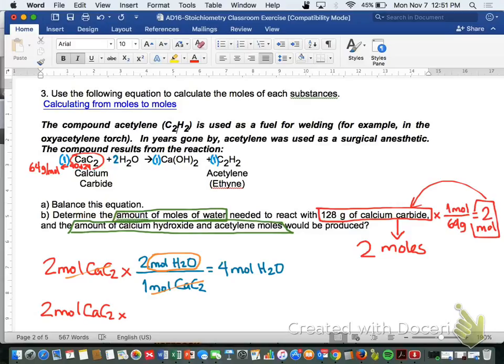And then let's get how many moles of calcium hydroxide, which will be the conversion factor, or the mole ratio, between them. It's the same: 1 mole of calcium hydroxide to 1 mole of calcium carbide. I cancel the units here, and my answer is what we already knew, 2 moles, because it's a ratio of 1 to 1. So it's a perfect ratio. And the same will be done for acetylene.